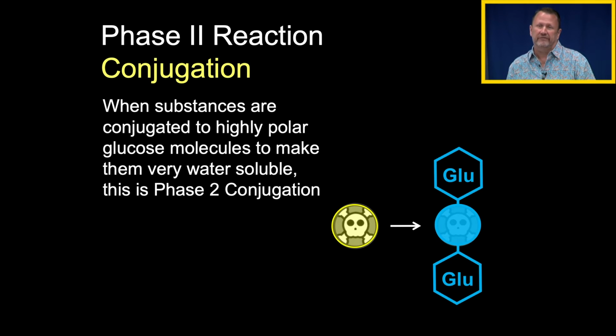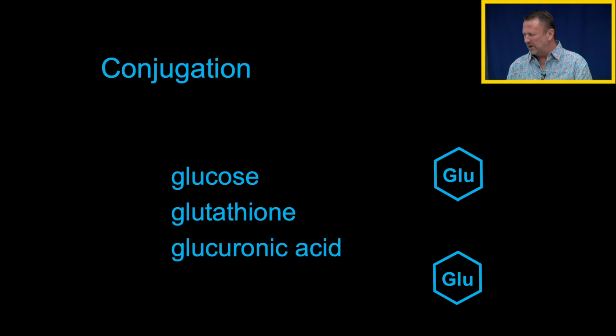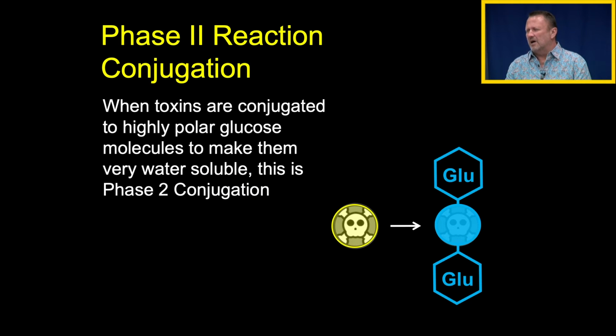But again, phase 2 can occur first before phase 1. Many drugs undergo both and both at the same time. And so phase 1 and phase 2 don't imply any kind of order. But what I wanted you to see, the conjugation is just adding these ring structures. And there's more than this. The glucose, glutathione, glucuronic acid are some of the conjugations you'll see. I read about another conjugation yesterday, and the list is long. All right, so this is what conjugation is. And so when toxins are conjugated with highly polar glucose-like molecules, then this makes them very water-soluble, and this is called a phase 2 conjugation.